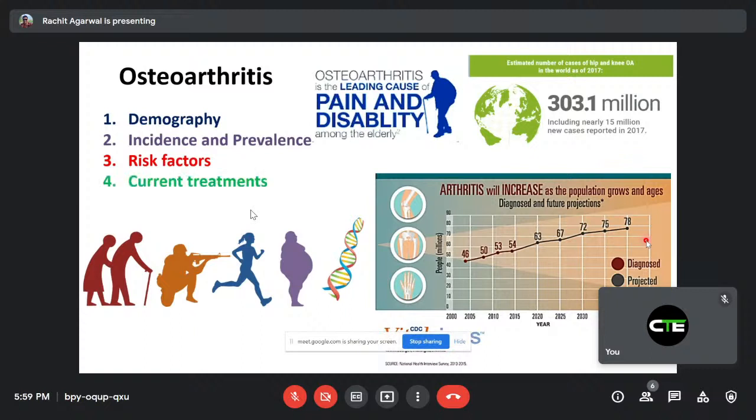Current treatments are quite limited. They are majorly there to treat the symptoms, which includes pain, or maybe viscosupplementation. However, they do very little to prevent the progression of the disease. So eventually, this leads to total knee replacement. So the doctors will eventually replace your joint with a metal joint.